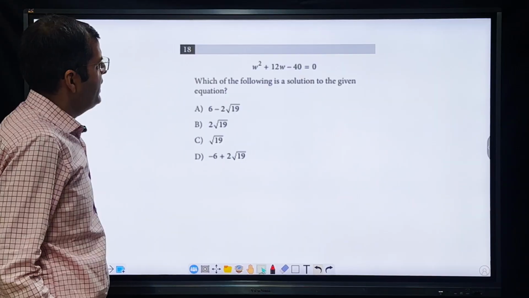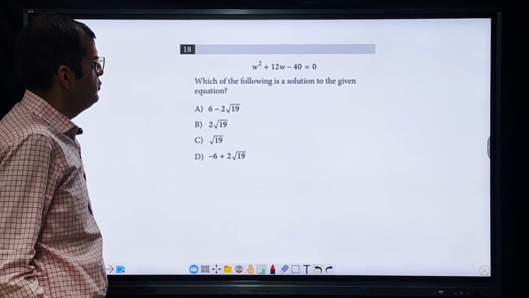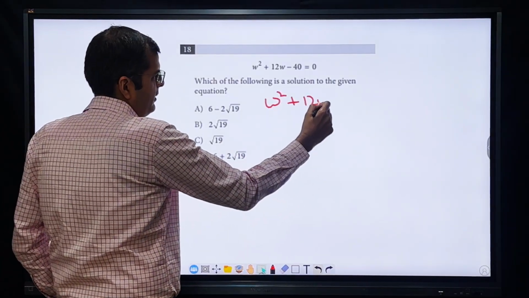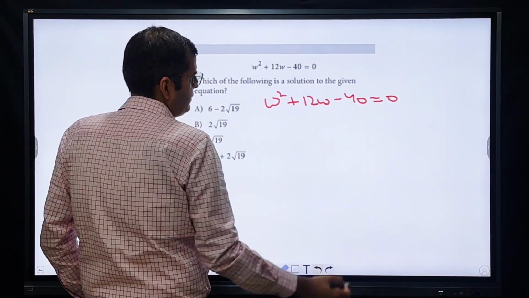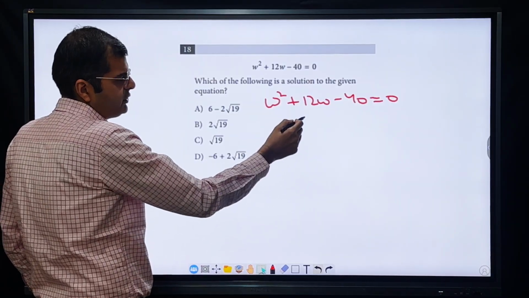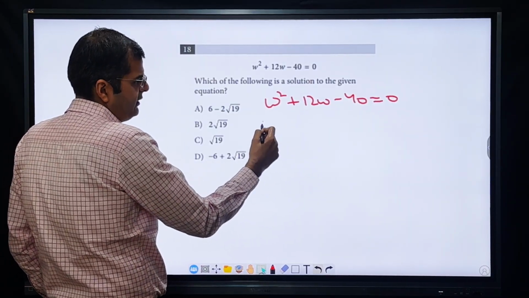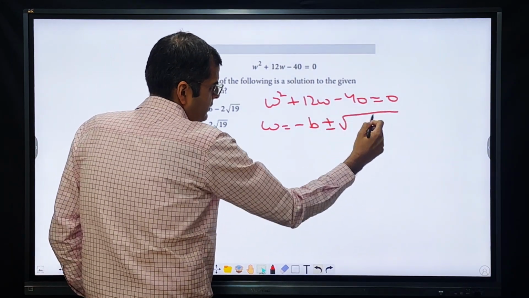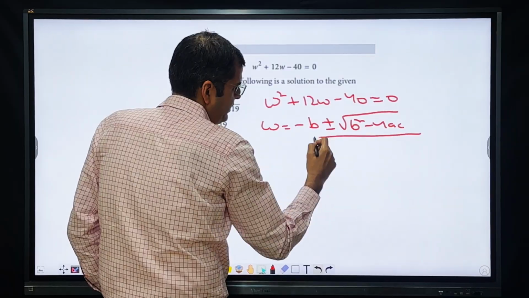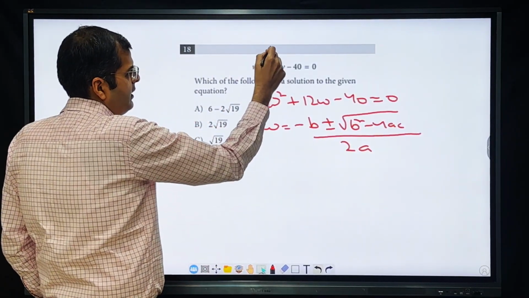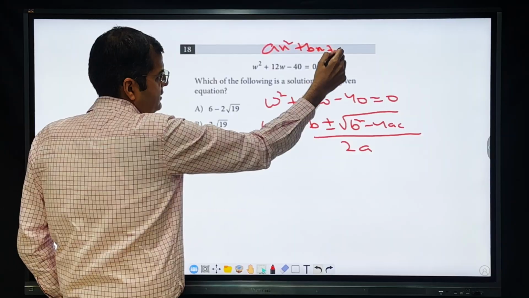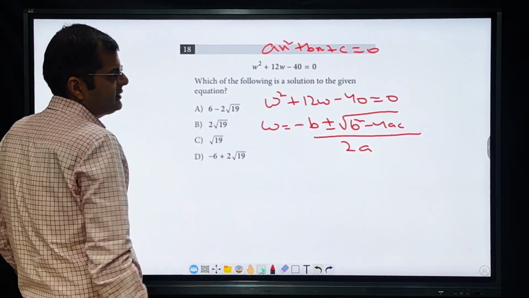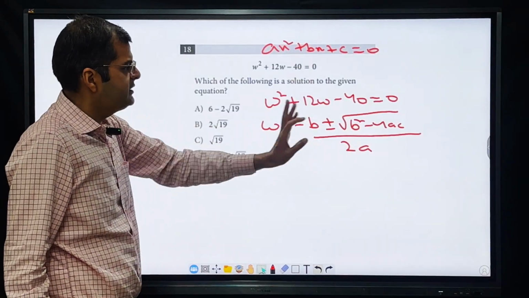This question gives a quadratic in W. It says which of the following is a solution to the given equation? So this is w square plus 12w minus 40 is equal to 0. So I want to find the solution to this quadratic. I can directly find the value of w as minus b plus minus under root b square minus 4ac divided by 2a using this formula. So if there is a quadratic ax square plus bx plus c equal to 0, the solution of x can be given as minus b plus minus under root of b square minus 4ac by 2a.